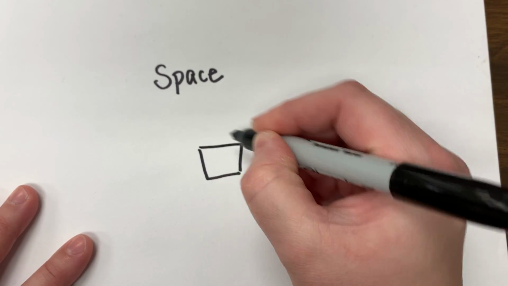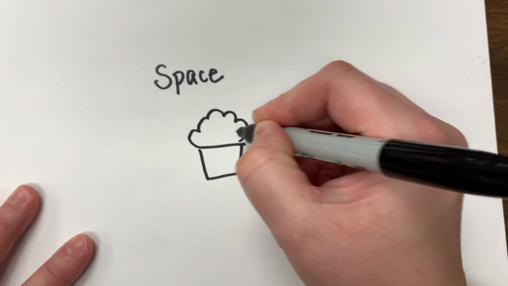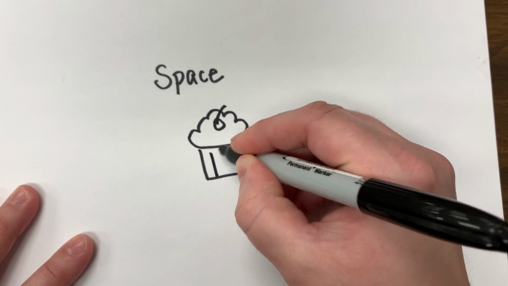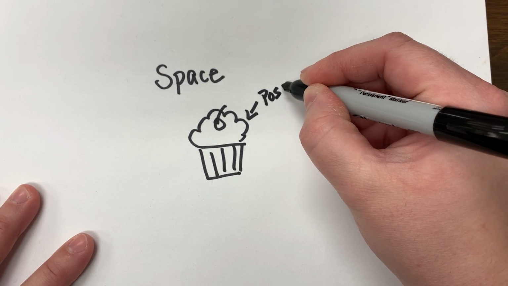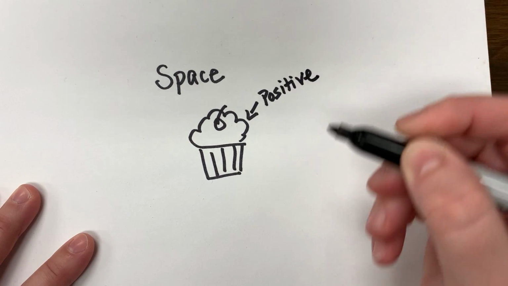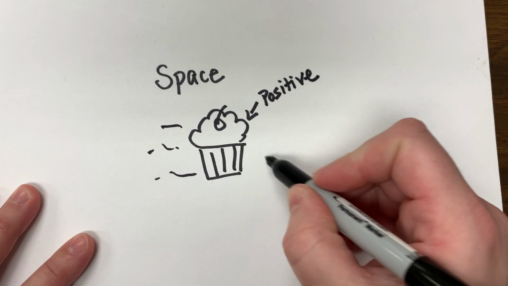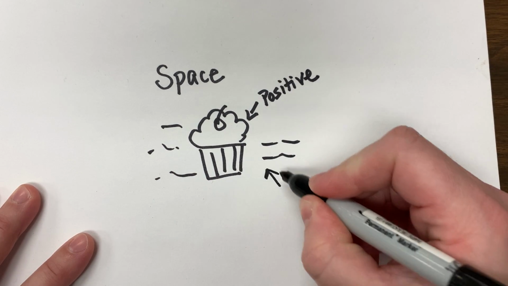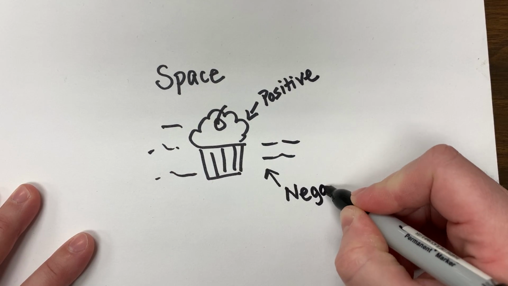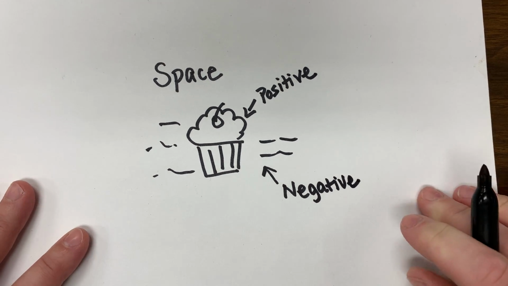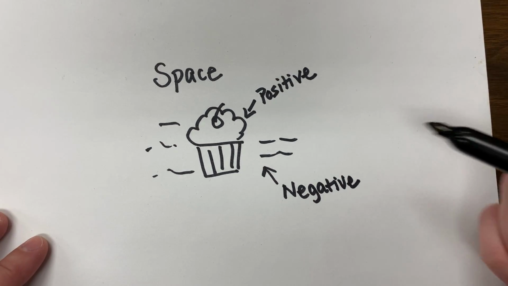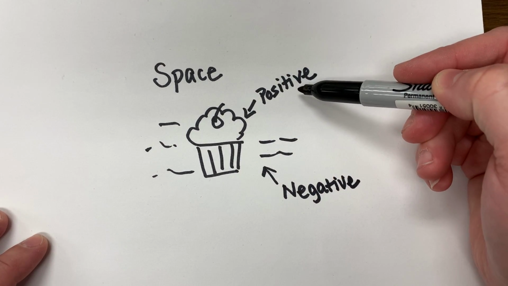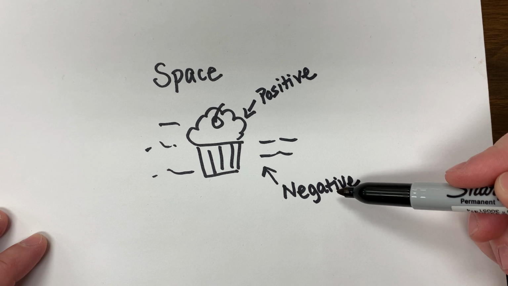So if my subject matter is a little cupcake, the cupcake is the positive space, and the background, the empty space, is the negative. When we think about it, everything takes up space, but then we have the emptiness around us. So what do we call it? We call it the negative space. So anything that takes up space is the positive, or the background is the negative.